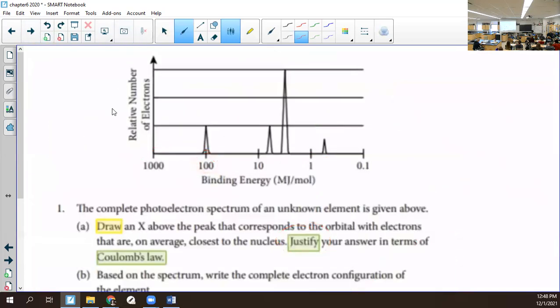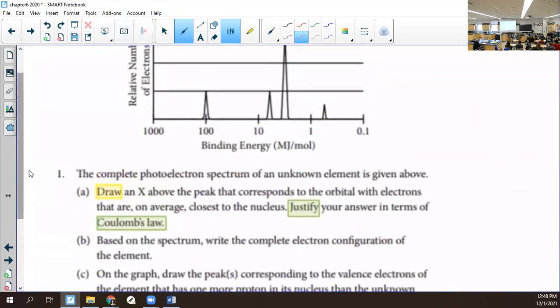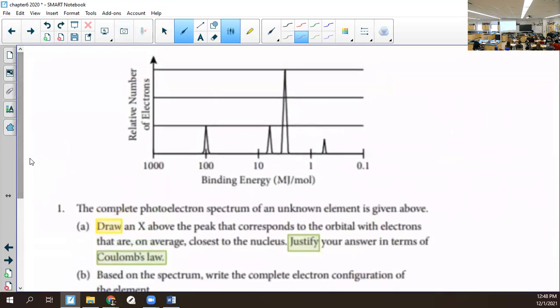Okay, here we go. We got these, you did them, right? These are in the videos. So here we have this. Just real quick, what element do you think it is? Correct, sodium. Good. Draw an X above the peak that corresponds to the orbit with the electrons that are on average closest to the nucleus. So we'd put an X right here, correct? Yes. All right. Because remember, the nucleus isn't really on the graph, but it's basically here.